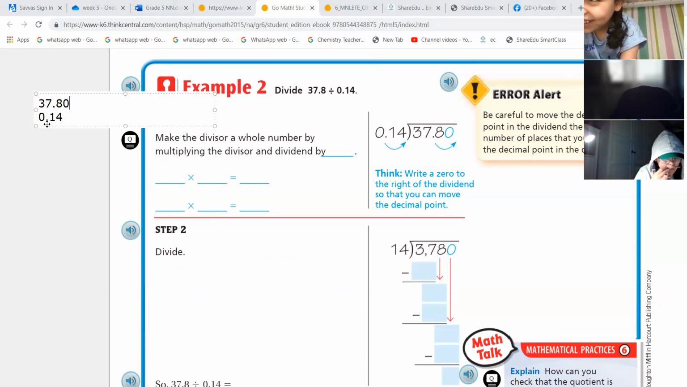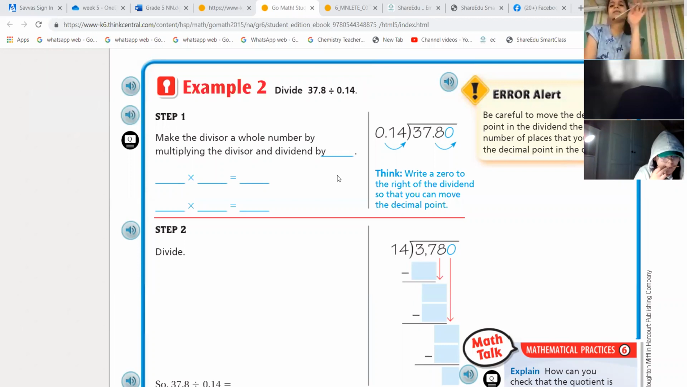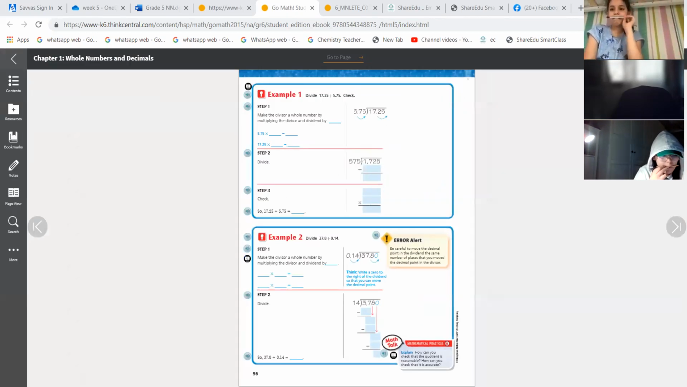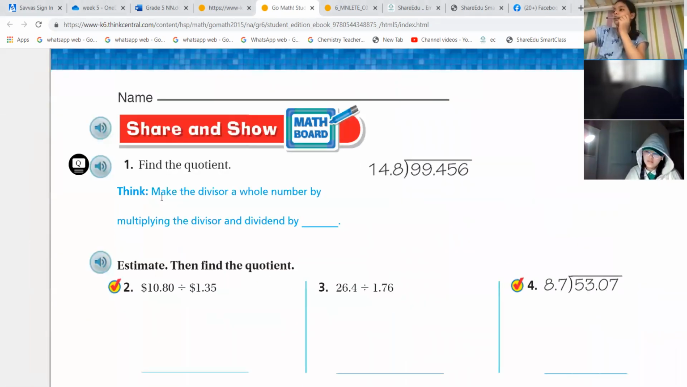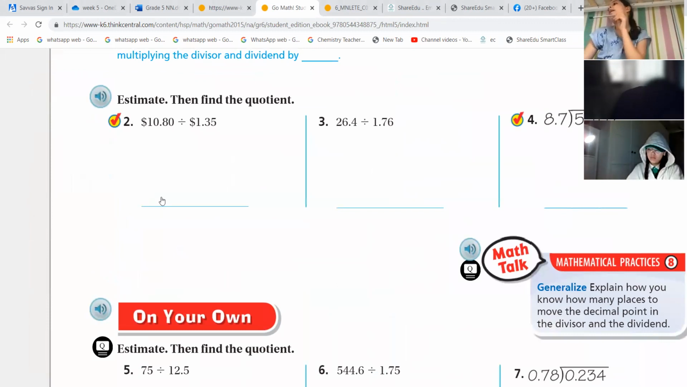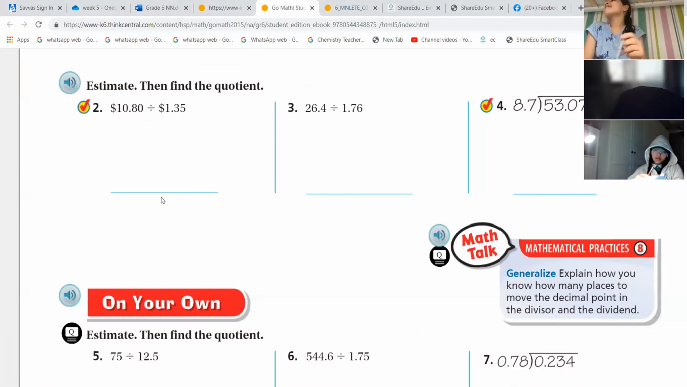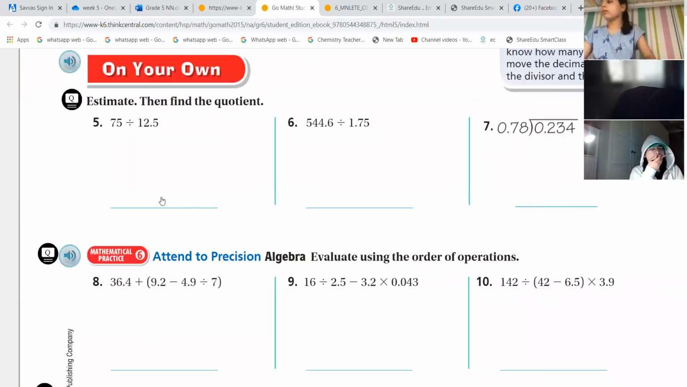I'm laughing at my little. Okay, girls, do one thing. Example 2, leave it, I'm gonna do it tomorrow. I will do some questions from share and show. Wait a minute. Miss, so example 2, we multiply it by 100. We have to do it.